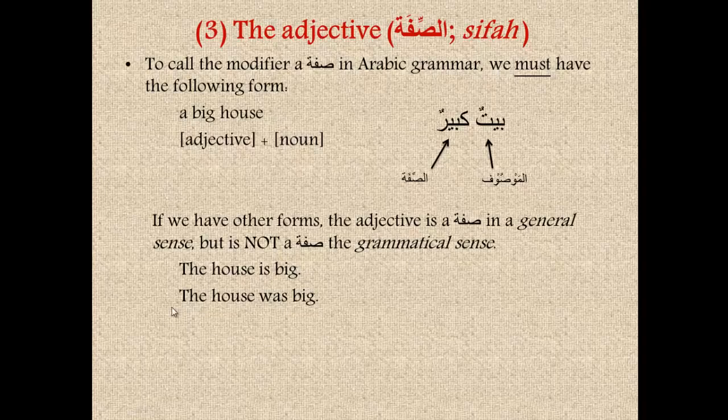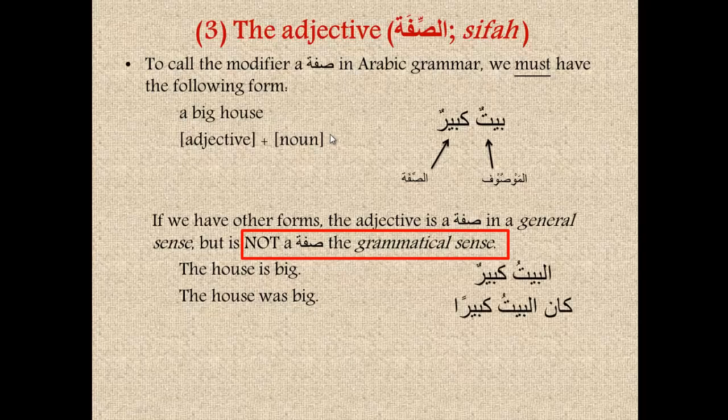Okay, consider these two forms. We have "the house is big" and "the house was big." There's actually a difference between these two sentences and this phrase up here. We call "big" a sifa in this case, but not in these two cases. And that's true because the Arabic equivalents of these two sentences are here: al-baytu kabirun, the house is big, or kana al-baytu kabiran, the house was big.